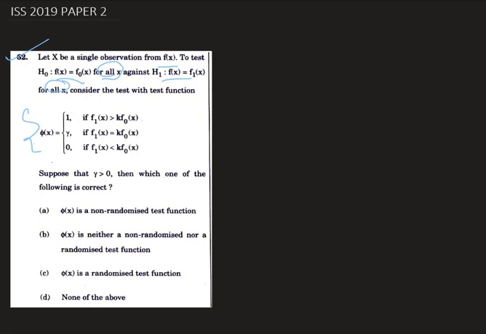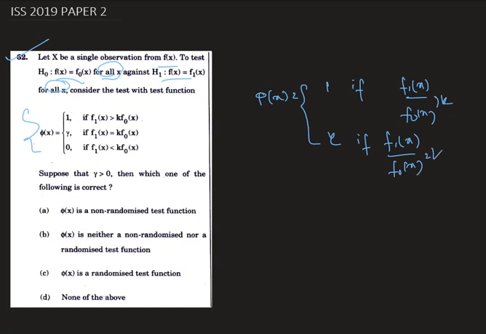Now we know that if a test function is defined as 1 if f1x divided by f0x is greater than k, gamma if f1x divided by f0x is equal to k, and 0 if f1x divided by f0x is less than k, then this type of test is called a randomized test function. So C is the correct answer.